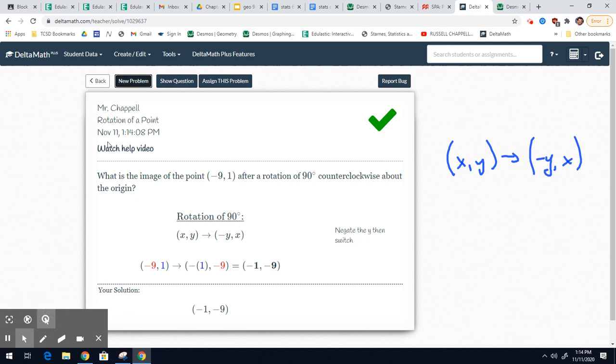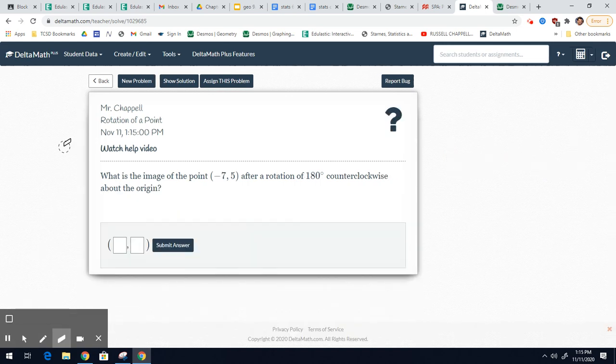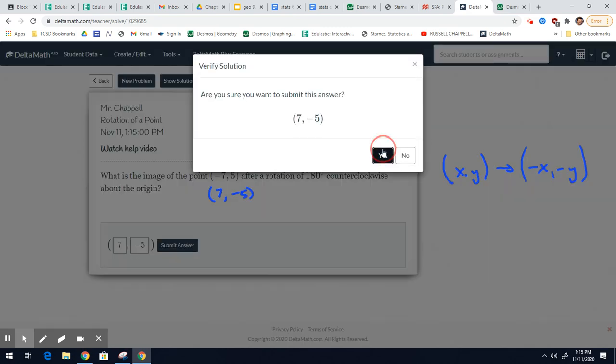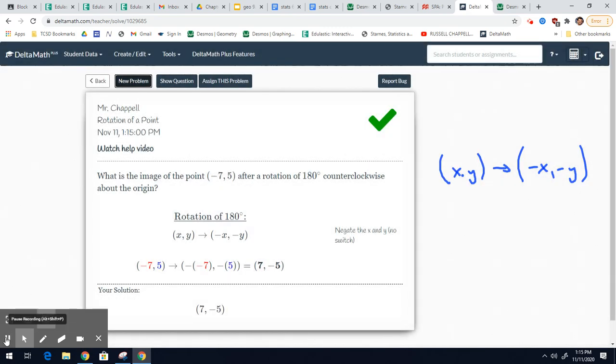There we go. All right, let's do one. We'll do one of each of these. Okay, here we go. Now we're doing a -7, 5 after rotation 180 about the origin. So again, for 180 degrees, x, y stay the same, but they both become opposite. So 7 and 5 will stay the same, but the -7 becomes positive, and the +5 becomes negative. And there's your answer, 7, -5. There we go. All right, last one coming.